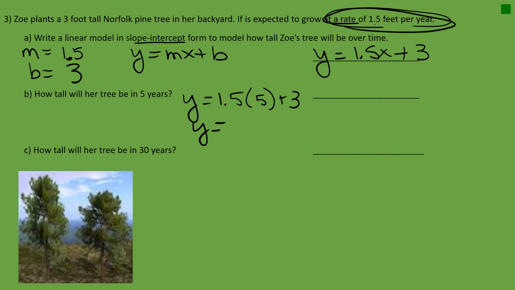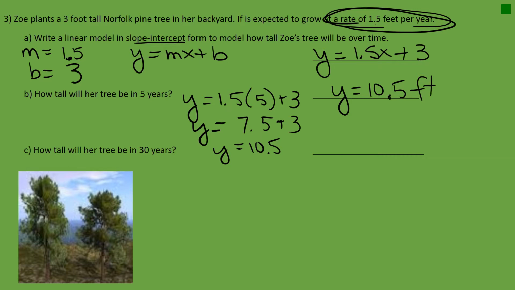All right, so 1.5 times 5. So I can quickly calculate that. 1.5 times 5. And I get 7.5 plus 3, and so I get 10.5. So how tall will the tree be in 5 years? It's going to be 10.5 feet tall.